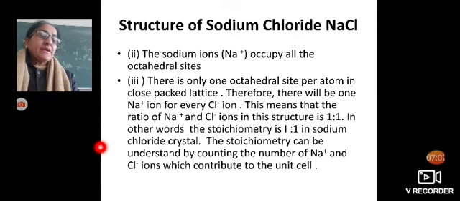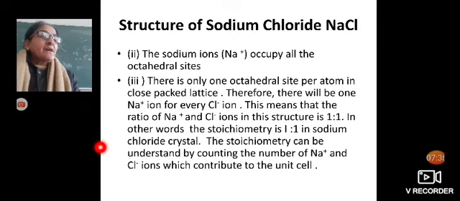site. The third point, there is only one octahedral site per atom in a close packed lattice. Therefore, there will be one sodium ion for every chloride ion. This means that the ratio of sodium ions and chloride ions in this structure is 1:1. In other words, stoichiometry is 1:1 in sodium chloride.